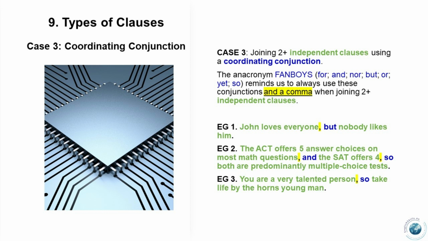Example 1. John loves everyone, comma, but nobody likes him. Example 2. The ACT offers 5 answer choices on most math questions, comma, and the SAT offers 4, comma. So both are predominantly multiple choice tests. Full stop. Example 3. You are a very talented person, comma, so take life by the horns, young man. Full stop.